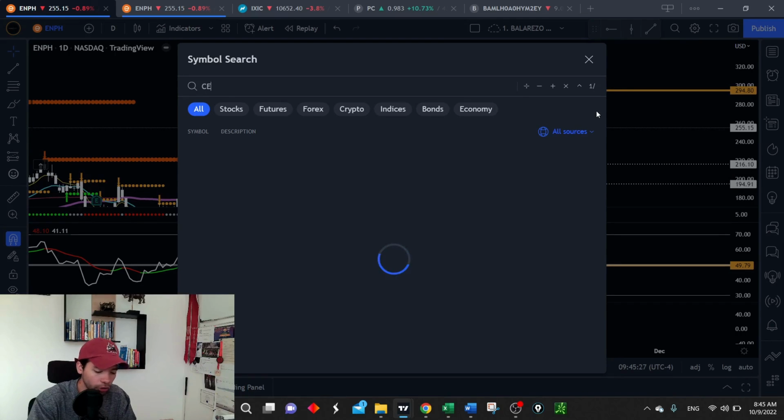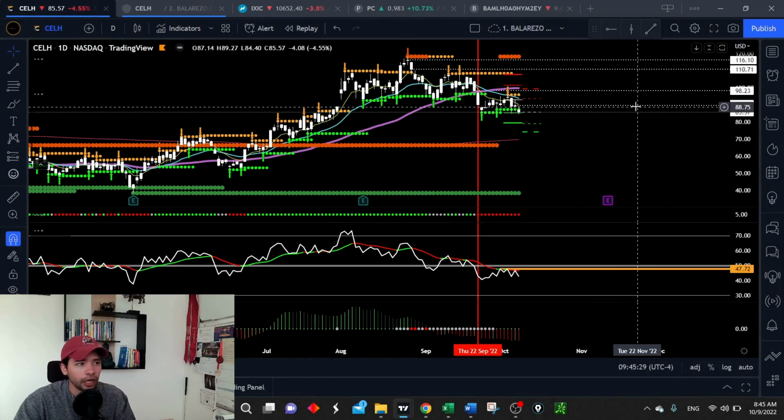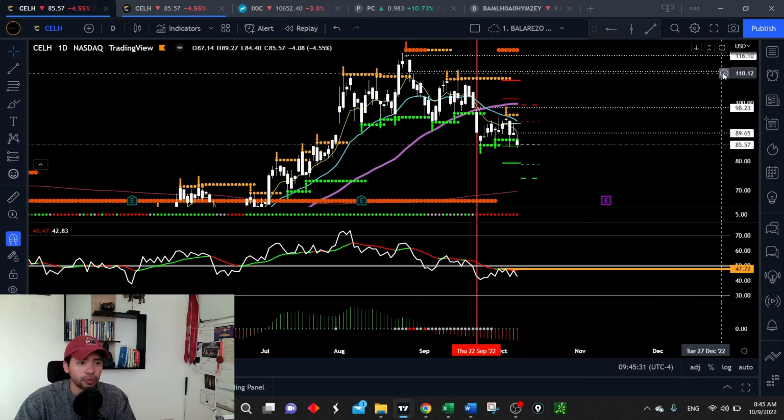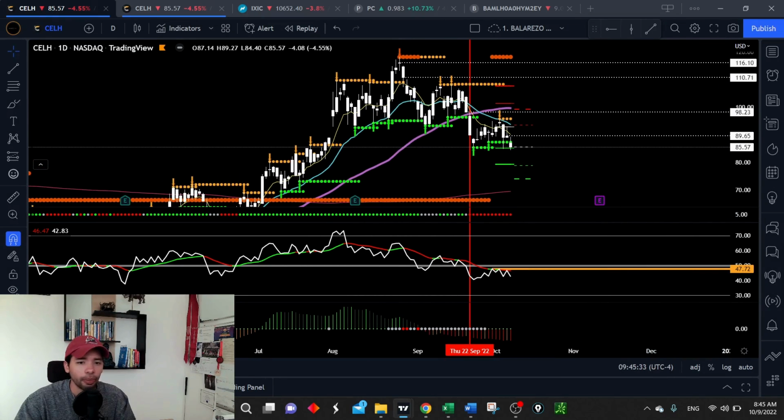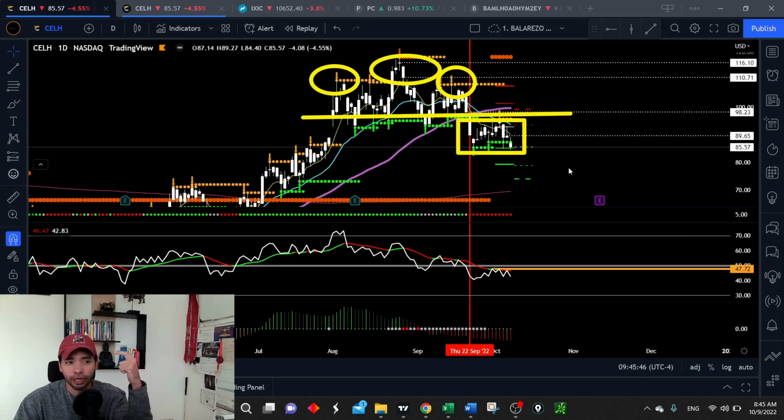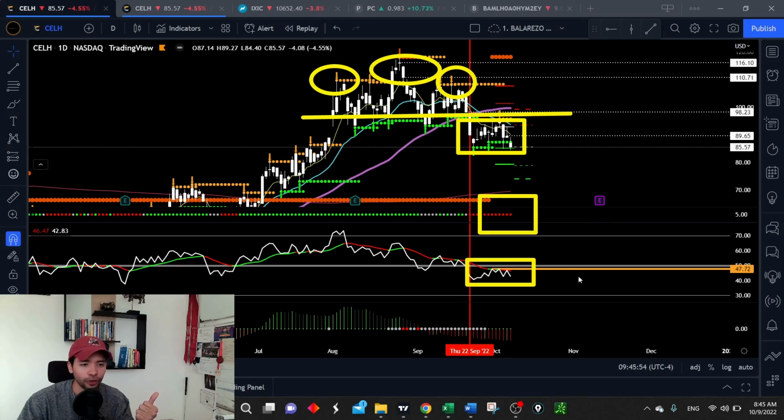Then the other one I want to show you, CLH. And you can see that Celsius, this one was pretty textbook as well. You can see the price waited for the 50 to catch up with it. You can see the head and shoulders here. You can see that we broke below the neckline. We now have a beautiful bear flag below the 8, below the 13, below the 21, based on the structure of the moving averages. And then you can also see that the structure in momentum is below it.